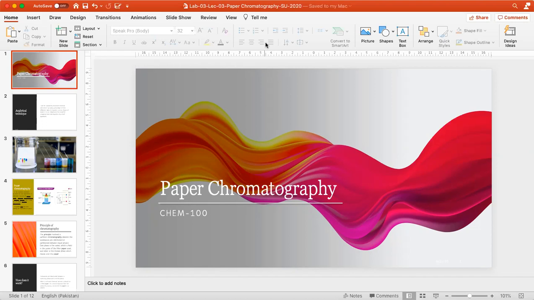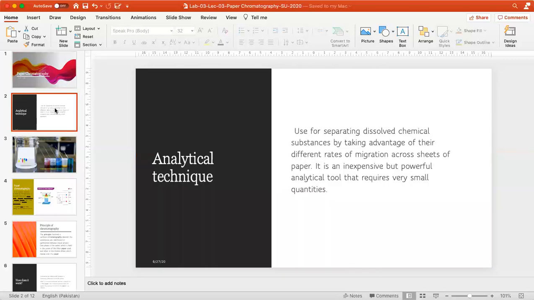So actually, it's an analytical procedure which runs on a piece of specialized paper, and we normally call it Whatman filter paper. It is a planar chromatography system wherein a cellulose filter paper is used. Now this Whatman filter paper is made up of cellulose, and it acts as a stationary phase on which the separation of compounds occurs. So if we talk about paper chromatography, what type of technique is it?